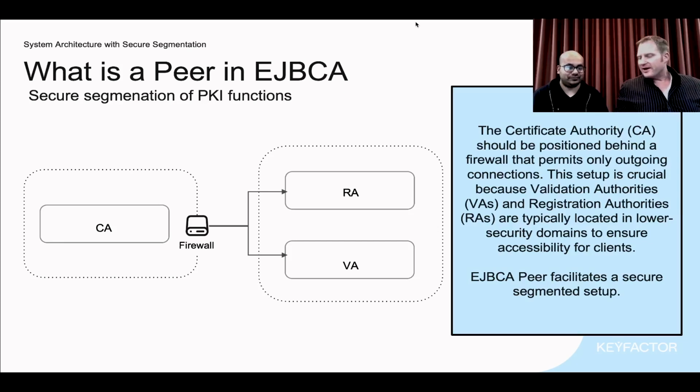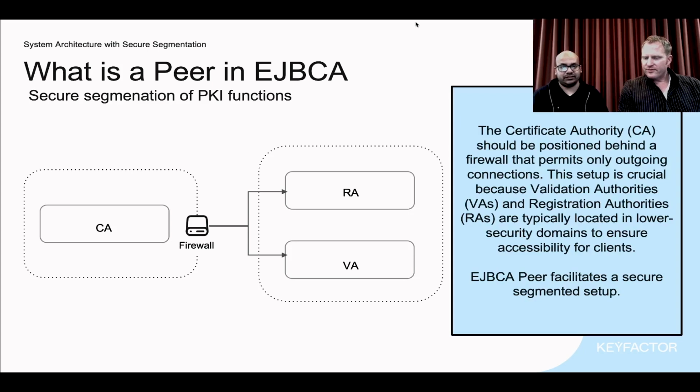All right, what is a peer connection, Tanmoy? Yes. So you might already be aware that EJBCA comes in three flavors: certification authority, validation authority, and registration authority. Registration authority and validation authority, or RA and VA, are considered peers in the context of EJBCA.